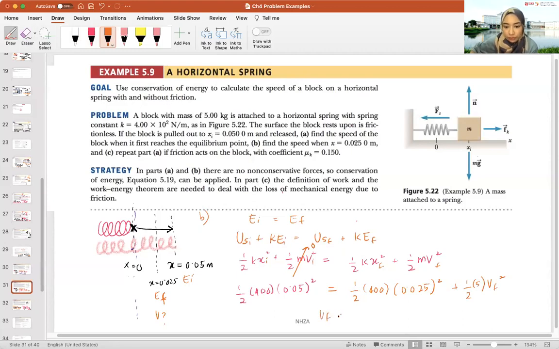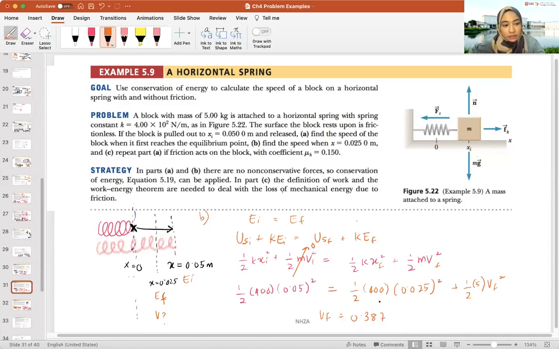So v final would be, I don't know, 400 times 0.05 squared divided by 2 minus with, let's see, 1 over 2 times 400 times 0.05 squared tolak 0.025 squared times 2 divided by 5. So saya dapat V final, oh silap, square root 0.387.